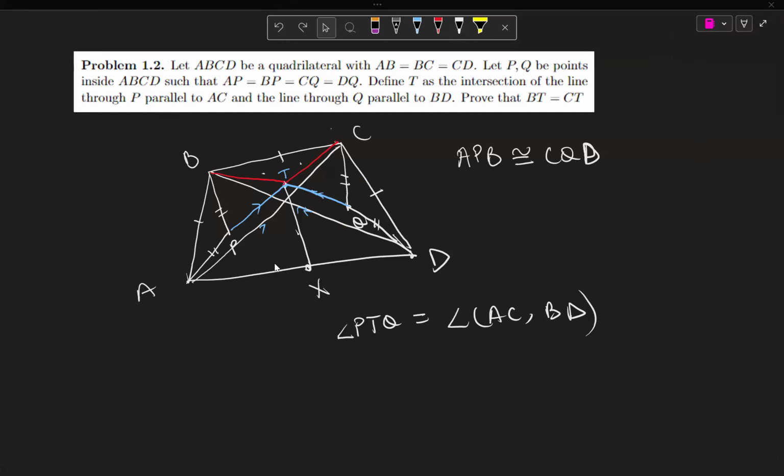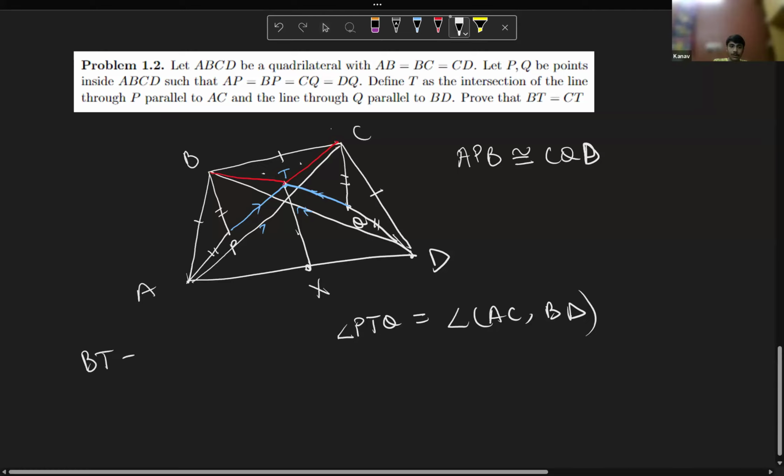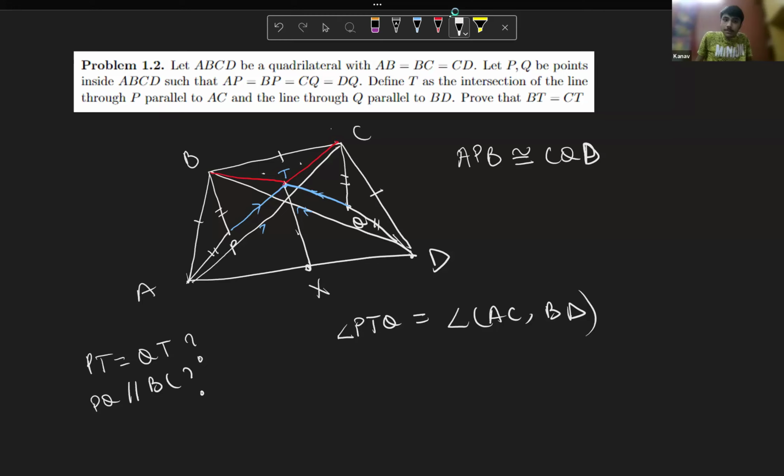Do we claim PT equals QT and then prove that PQ is parallel to BC? So T will lie on the perpendicular bisector of both of them. Wait, slow down. What did you say? BT equal to PT. Oh, we want PT equal to QT, and PQ parallel to BC. If we can get both of the things, then yes, I agree we would be done. What would both of these things be?